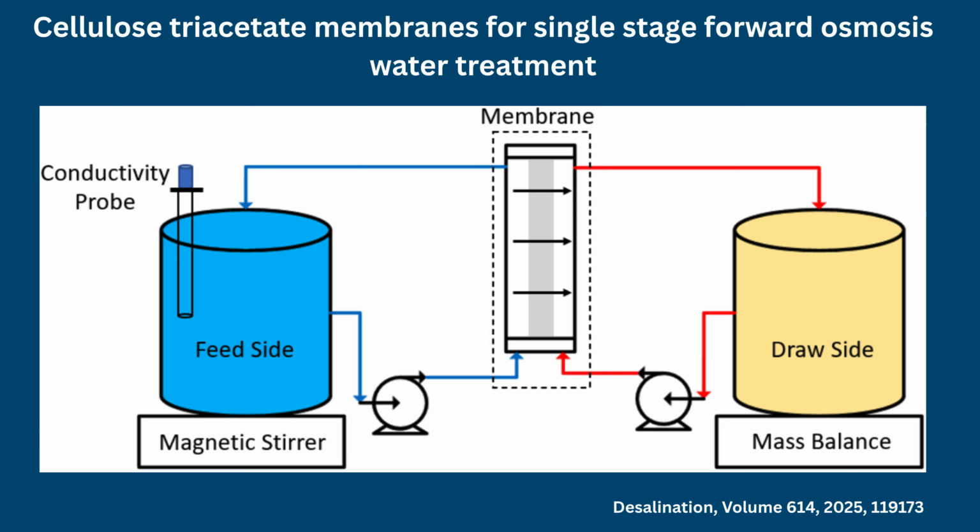Forward osmosis. Forward osmosis has renewed interest in cellulose triacetate membranes because of their smooth surface morphology and lower fouling tendency. Studies have demonstrated higher flux recovery after cleaning compared with polyamide membranes, making CTA advantageous in wastewater treatment and osmotic membrane bioreactors.